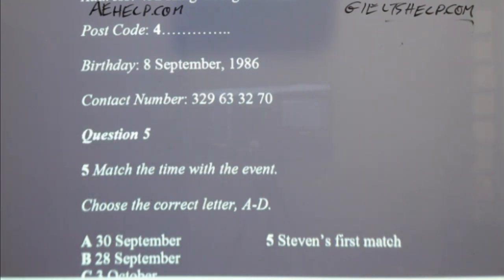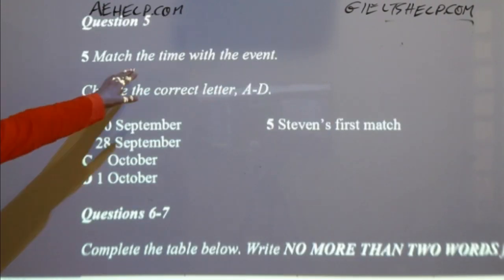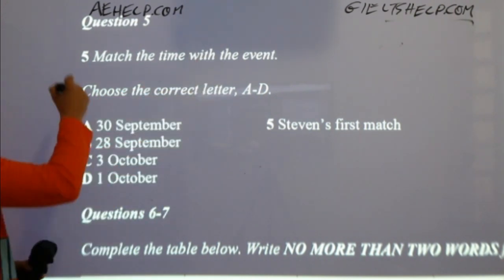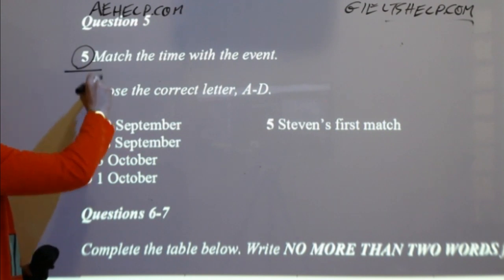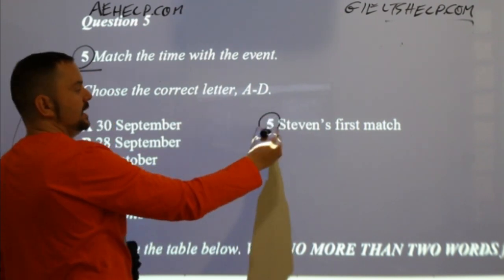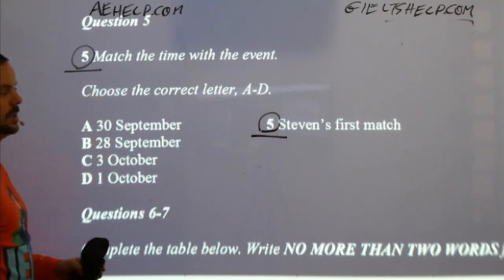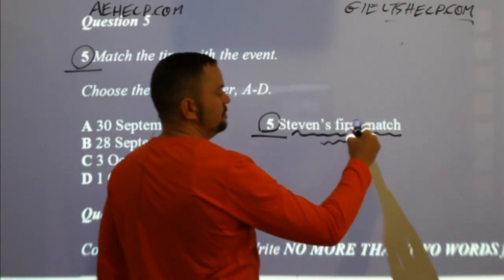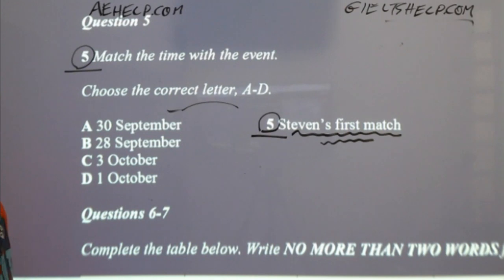And now we have match the time with the event. For these kinds of questions, students, really pay attention that you see the number here for number 5, and you see the number here for number 5 as well. Pay really careful attention to this part here. If you miss it, you might miss this question or this answer here.